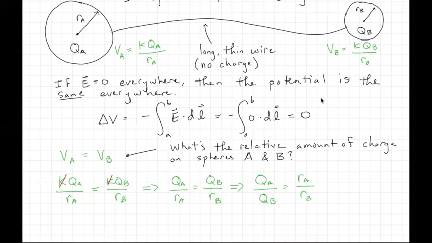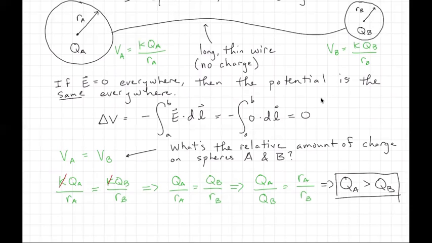So in my drawing, RA is larger than RB. That means that this is greater than 1. That means that this must be greater than 1 too. And that suggests that QA is greater than QB. And the amount it's greater is just proportionate with how much bigger it is in terms of its radius. So if QA has double the radius of QB, then the charge will be twice as great on QA too.